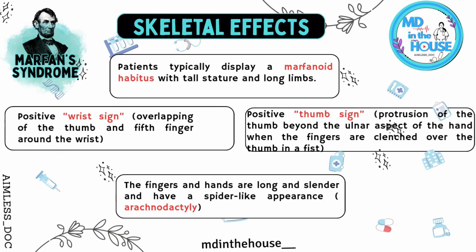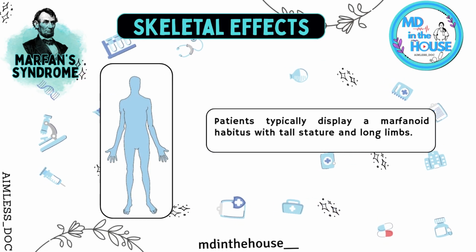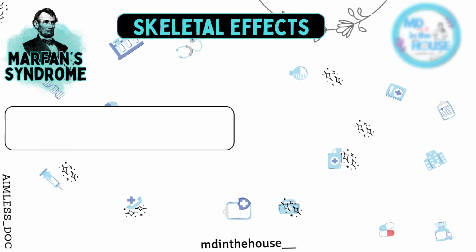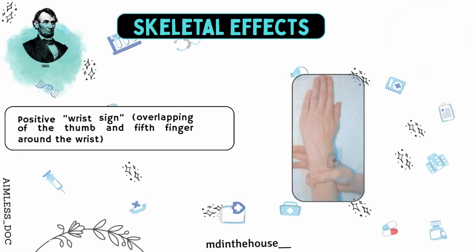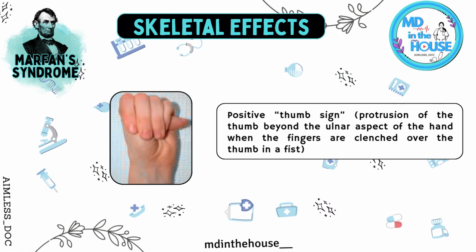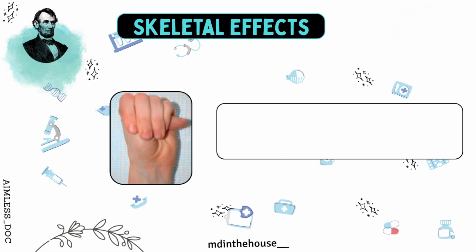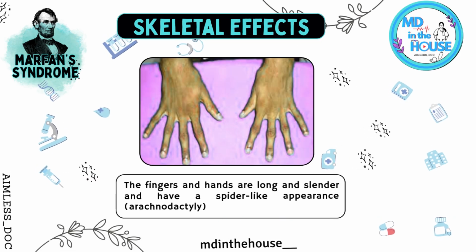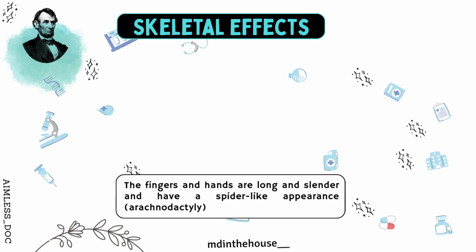Skeletal effects include patients typically displaying a Marfanoid habitus with tall stature and long limbs, positive wrist sign, overlapping of the thumb and fifth finger around the wrist, and positive thumb sign, protrusion of the thumb beyond the ulnar aspect of the hand when the fingers are clenched over the thumb in a fist. The fingers and hands are long and slender and have a spider-like appearance called arachnodactyly.